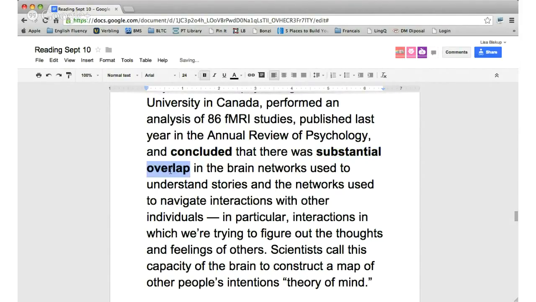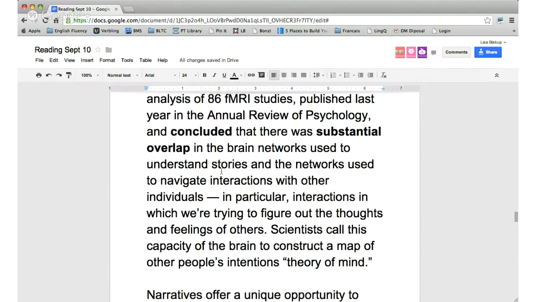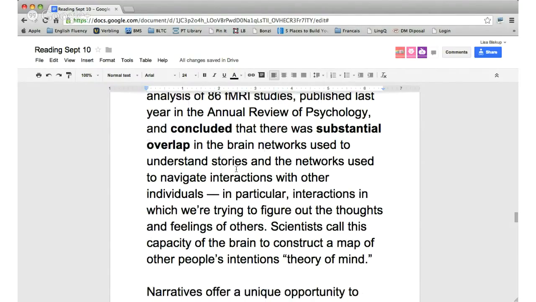So substantial means quite a bit, so it was important enough to write the study about. Substantial overlap. Overlap means when you overlap something, you put one thing on top of the other thing. And so what's happening is these different brain networks are being overlapped when you're listening to stories.